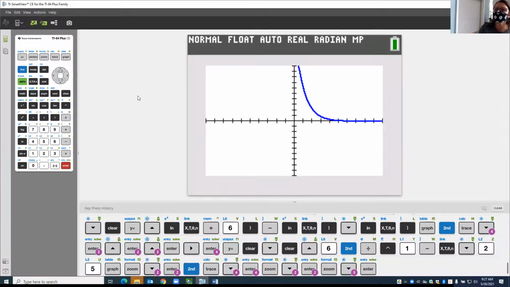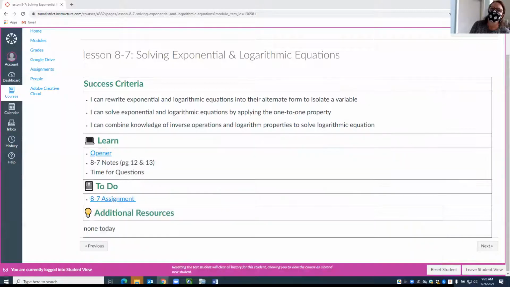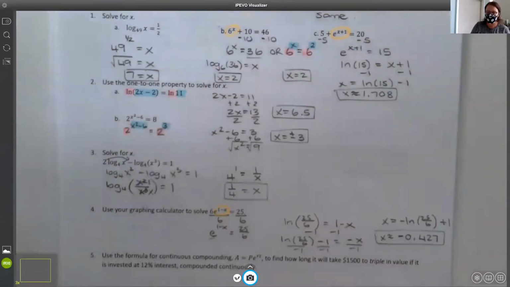So again, the calculator is a really great tool to check your work, but you need to be able to solve these algebraically. Don't just do these on your calculator. That's not what we're trying to learn. All right, let's finish up this last question.